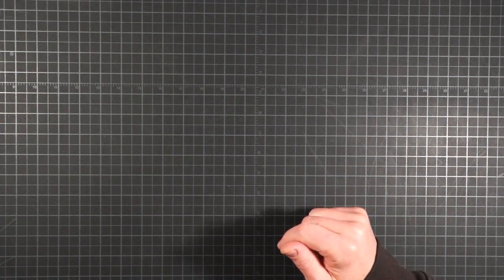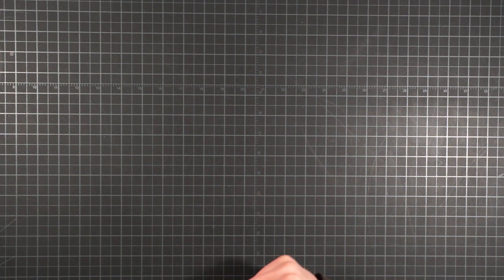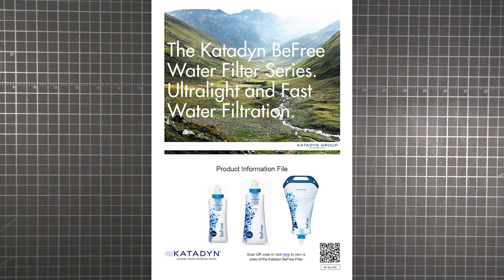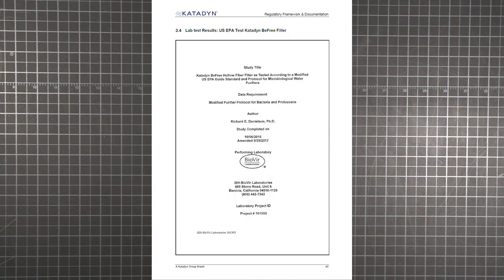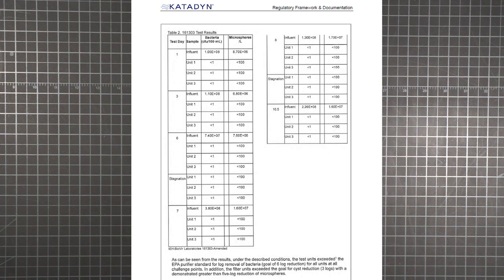So I resorted to open web searches, and after quite a bit of sleuthing, came across this 64-page PDF. It's essentially a packet of their product pamphlets, but way down on page 40, you finally get to a study from BioVir Laboratories. In it, a cover letter describes how the BeFree hollow fiber filter was tested to a modified US EPA standard. And on page 42, the results.